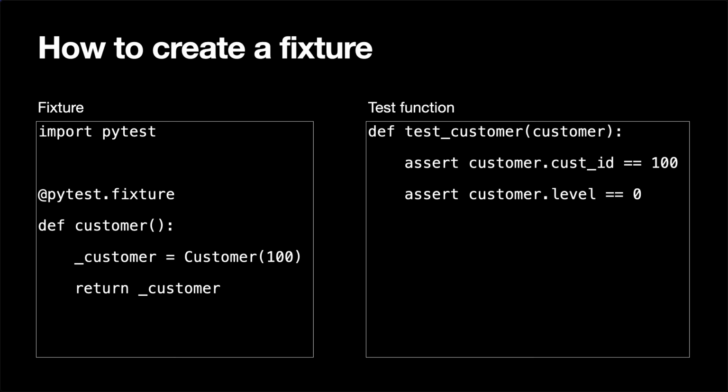You can create a fixture by defining a function in the following 3 steps. First, import Pytest. Then, create a function with the pytest.fixture decorator. Finally, specify the fixture name as an argument in the test functions. In this case, customer is the fixture name, so you can specify customer as an argument of the test function. Then, the fixture becomes available within the test function.